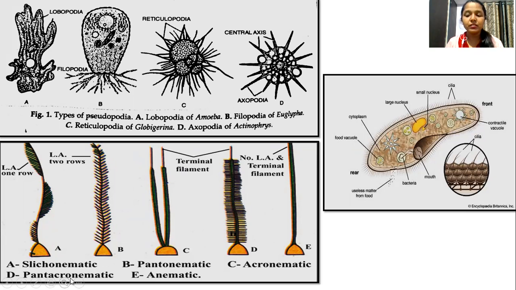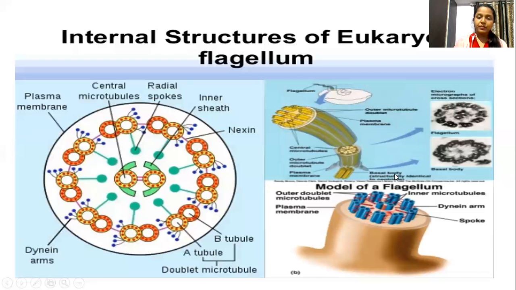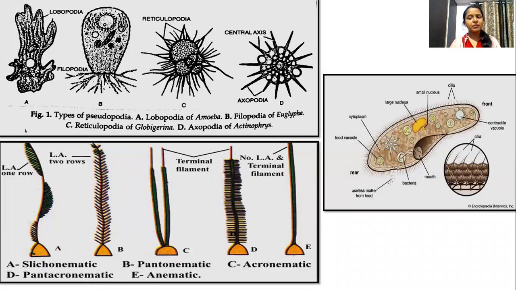Next, we'll move on to the cilia. The best example for ciliary mode of locomotion is the paramecium. Here we can see the paramecium with the presence of cilia. When we look into the inner structure of the cilium, same as the flagella, cilia also possess the central microtubules and the outer microtubules in the same pattern. But the thing is, cilia are small hairy-like structures.